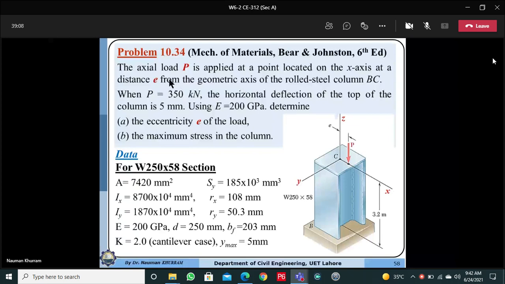So we have this cantilever column. The height of the column is 3.5. The bottom side is fixed or welded. The load is applied on the top surface, and to facilitate the load application, a plate is welded on the top side. This is an I section. This is the flange, and the web is directed in the Y direction.